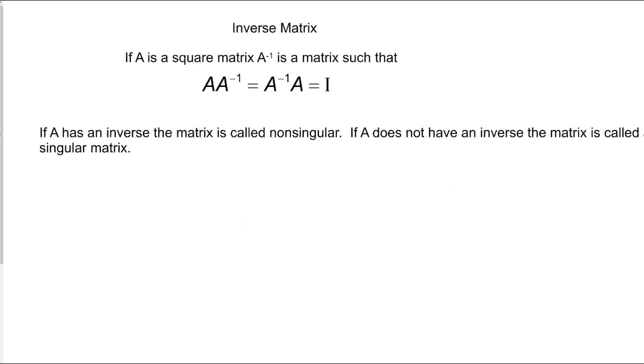Now, an inverse matrix is a matrix such that if I take what's known as this inverse and multiply it by a matrix, we get the identity matrix when we're done. If a matrix actually has an inverse, it's called non-singular. Some matrices won't have inverses, and we call those singular matrices.